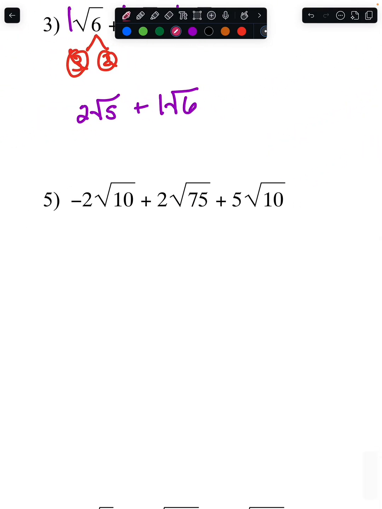All right. So now we need to break down each one of these. You want to get it to its simplest form before you start trying to add or subtract anything. All right. So let's break down 10 and see if 10 can get broken down. 10 breaks down into 2 and 5. Those are 2 prime numbers, which means they can't be broken down. So anytime we see the square root of 10, it's already at its simplest form. So this is just negative 2 square root 10. Nothing happened.